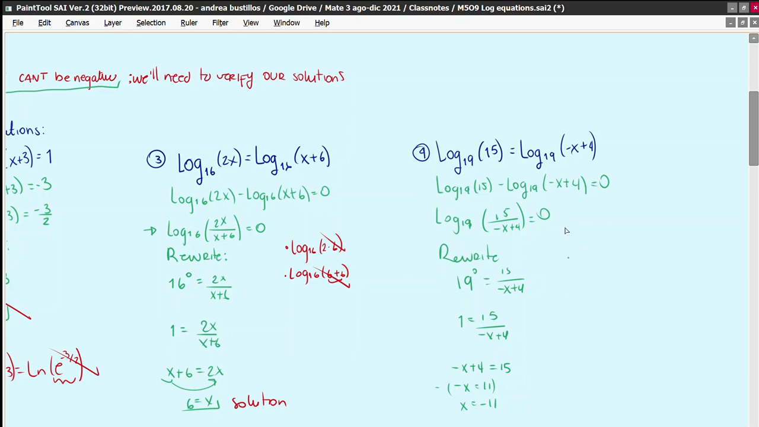So if I verify my answer, I will see that I only have to plug it into this logarithm because that's the only logarithm that has an x. So this is logarithm base 19 of minus minus 11 plus 4. This is logarithm base 19 of 15. So this checks out because my argument is positive, meaning this is a solution.